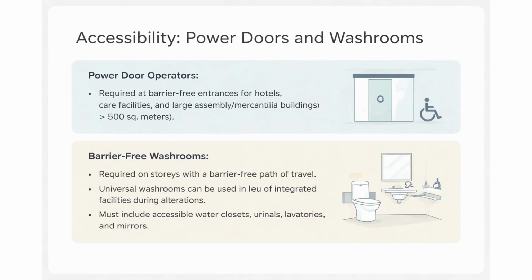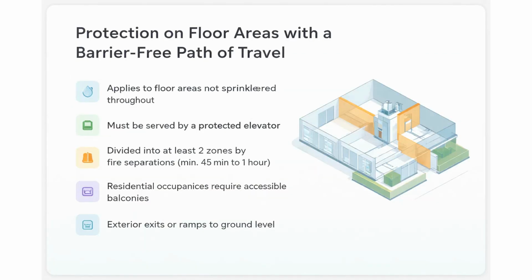Continuing our discussion on building safety, let's look at floor areas that have a barrier-free path of travel but are not fully sprinklered. In these cases, the code requires specific protections to ensure occupants with physical disabilities can safely wait for rescue or evacuate. This includes providing a specially protected elevator, dividing the floor area into at least 2 zones separated by fire separations, or providing accessible balconies in residential buildings. The goal is to create safe areas of refuge.